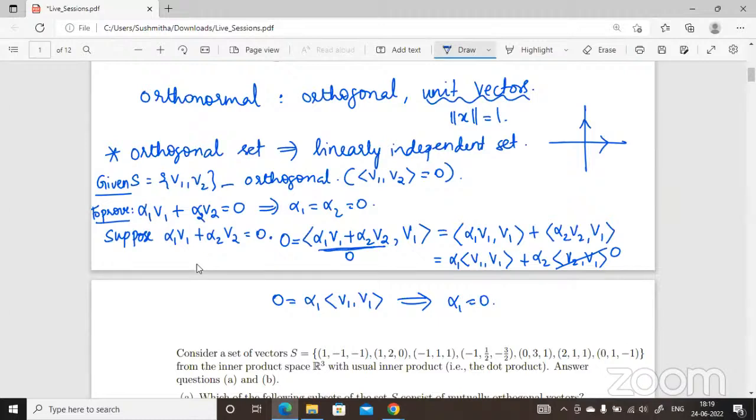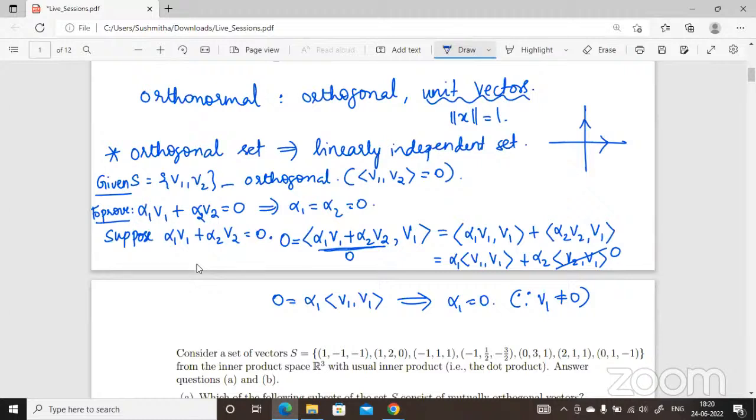Can we say this? Yes, ma'am. This is because v1 is not equal to 0. And if v1 is not equal to 0, then the inner product of v1 with v1 is also not equal to 0. Because of that, I can say alpha 1 is 0.